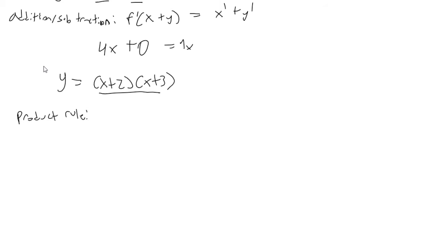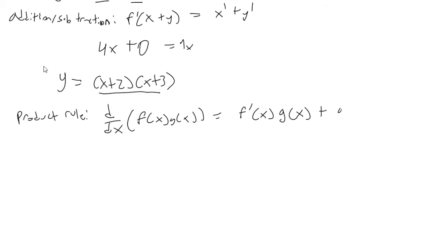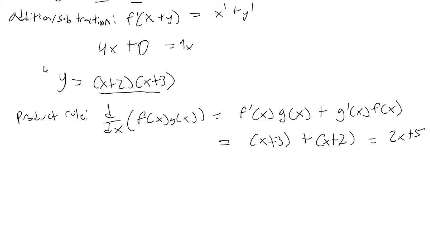So the product rule states that the derivative of f of x times g of x is equal to the derivative of f of x times g of x plus the derivative of g of x times f of x. And so what does that look like in practice for this function? Let's see. So the derivative of the first function, x plus 2, is going to be 1. So that leaves us with x plus 3. And the derivative of this function is going to also be 1 because I picked a really easy function for you to see. And so we're going to get x plus 2. And therefore this simplifies to 2x plus 5.